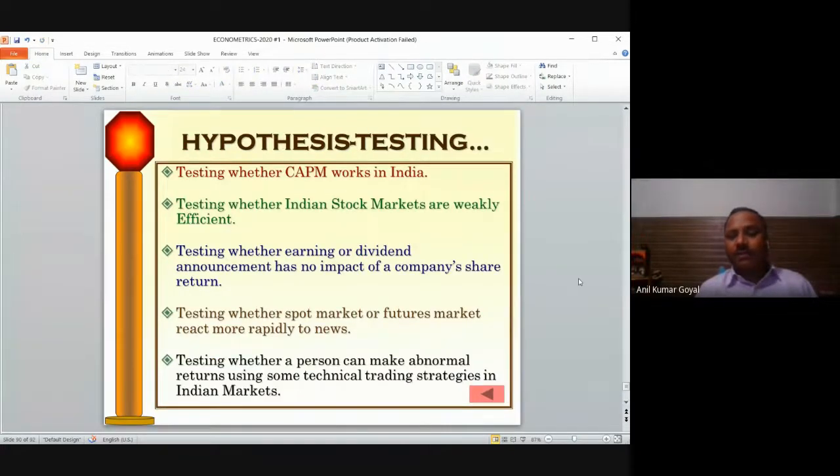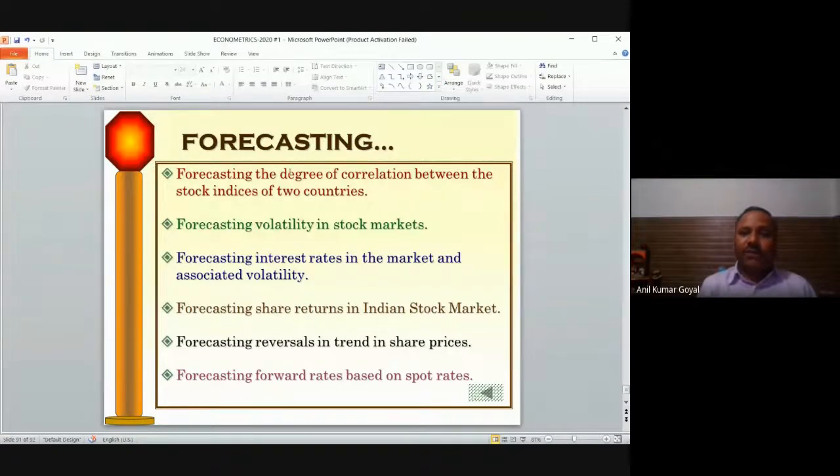Then problems of hypothesis testing: testing whether CAPM works in India, testing whether Indian stock markets are weakly efficient, testing whether earnings or dividend announcements have no impact on a company's share return, testing whether the spot market or futures market reacts more rapidly to news, testing whether a person can make abnormal returns using some technical trading strategy in the Indian stock market. These are the problems of forecasting: forecasting the degree of correlation between the stock indices of two countries, forecasting volatility in the stock market, forecasting interest rates in the market and associated volatility, forecasting share returns in the Indian stock market, forecasting reversal in trend in share price, and forecasting forward rates based on spot rate.